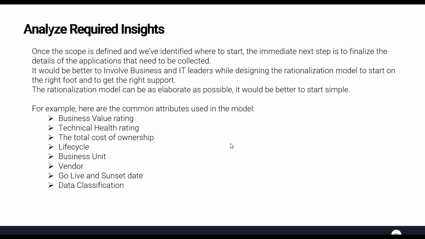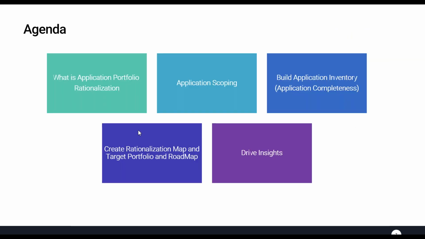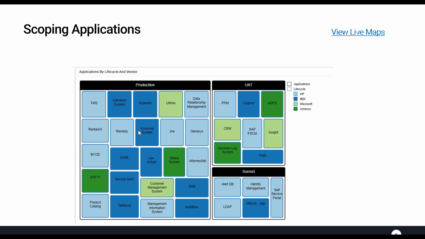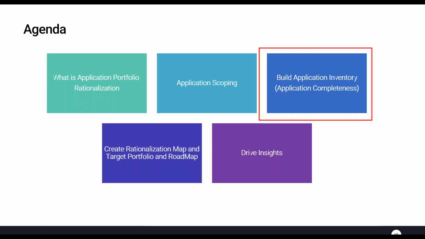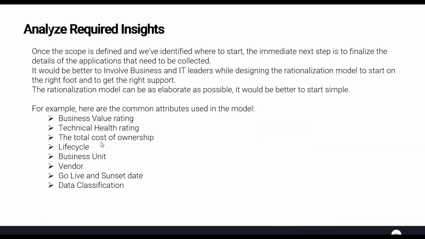And with that in mind, these are just examples of some of the attributes that are commonly captured as part of an application inventory, but this is not an exhaustive list. This is an exercise that we do as a first step. It usually involves the business and IT leaders, understanding what their priorities are in terms of reporting, and then defining a common set of attributes that we would like to see in the model.